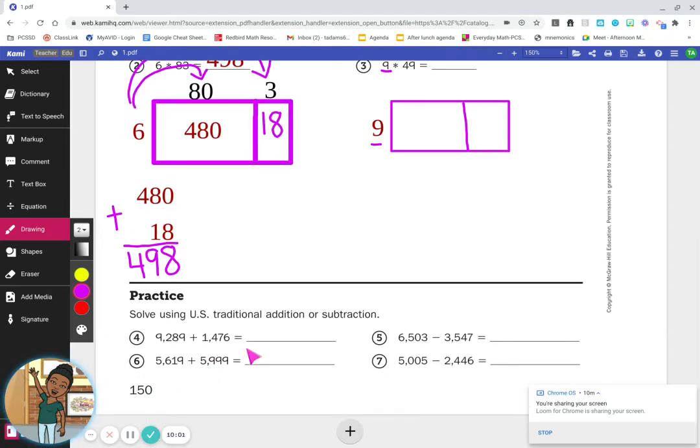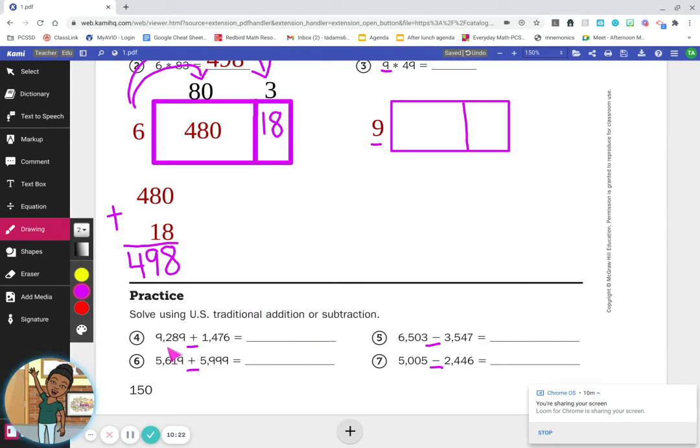Yes, I do want you to complete the practice. The practice is our traditional addition or subtraction. Make sure that you're paying attention to see, is it addition or is it subtraction? Pay attention to those signs. Use scratch paper. And when you solve these problems, again, line up your place values.